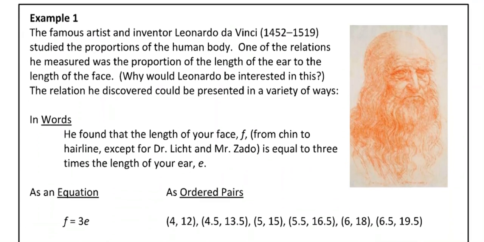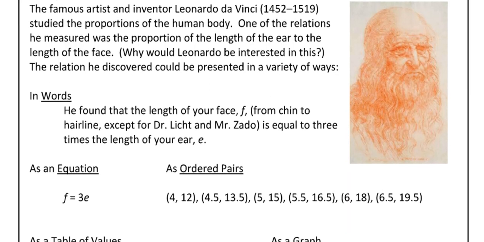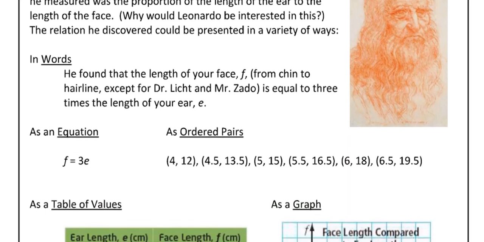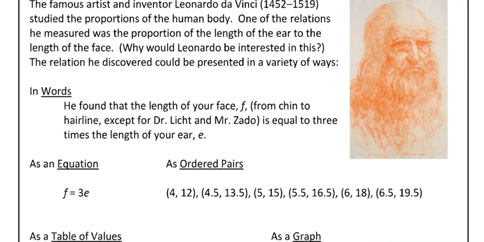All right, so we look at this one. The famous artist and inventor Leonardo da Vinci studied the proportions of the human body. One of the relations he measured was the proportion of the length of the ear to the length of the face. Why would Leonardo da Vinci be interested in this? The relation he discovered could be presented in a variety of ways.